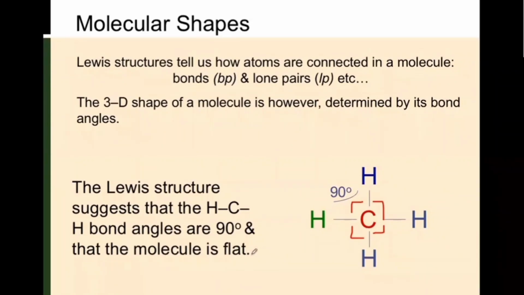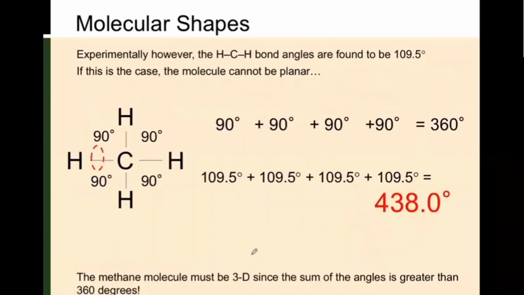Molecules exist in three-dimensional space. We saw that whenever we talked about the atom, that the electrons exist in a sort of sphere around the central atom. Experimentally, however, the HCH bond angles are found to be 109.5 degrees. If this is the case, the molecule cannot be planar, because in a planar structure, each HCH bond is 90 degrees from each other. That totals 360 degrees. Now, we're told experimentally that this HCH bond angle is in fact 109.5 degrees. So how do we rationalize that?